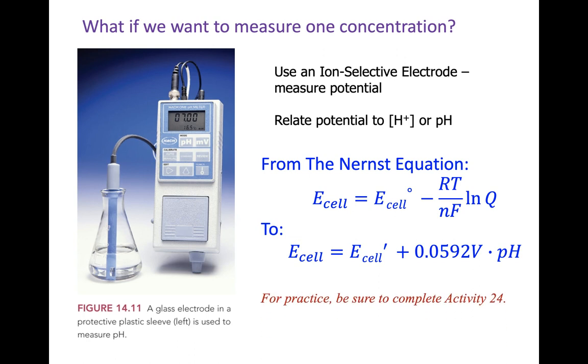So for practice using this Nernst equation, I developed another activity, activity 24. So make sure you practice doing that so that these concepts are some more solidified in your head. So the activity 24 will be a blank activity on Sakai, and it will also be on Sakai under the exams and activities. So you can look at the blank activity, complete it, and then just enter your answers in on Sakai.